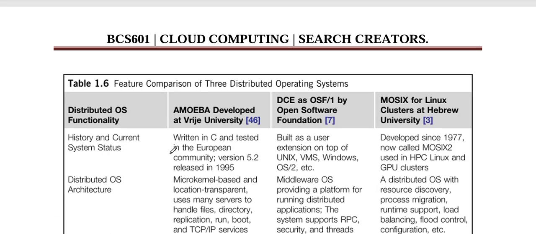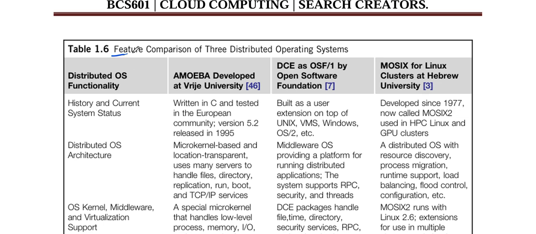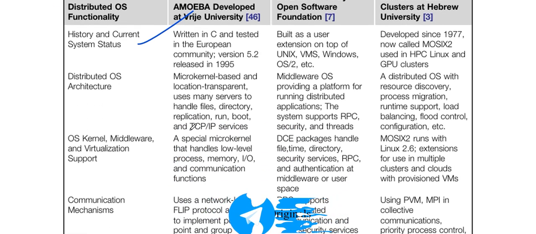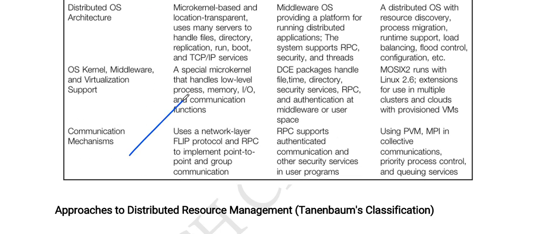Next, we are going to look at a table on feature comparison of three distributed operating systems. This table represents the feature comparison of three distributed operating systems. You can go through this table, it is in an understandable manner only.